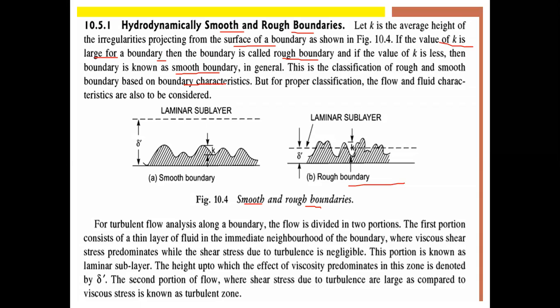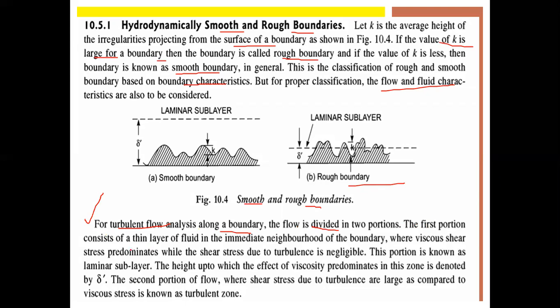But for proper classification, the flow and fluid characteristics should also be considered, since we need more detail. Now, for turbulent flow analysis along the boundary, the flow is divided into two portions.